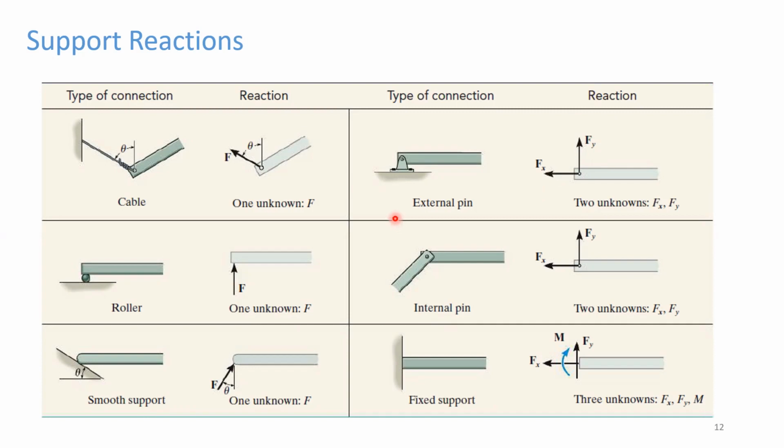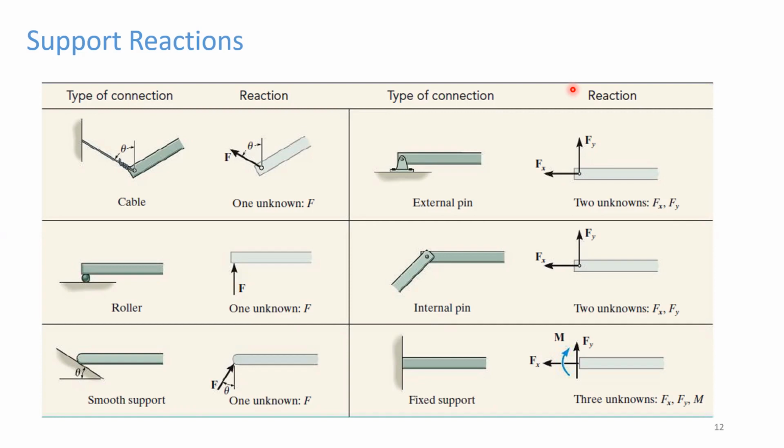Two reactions means this is a simplified method. Normally it has a resultant one, but we normally use two legs of the force, two parts. We divide it along the x-axis and along the y-axis, then it will be easier to find the solution.